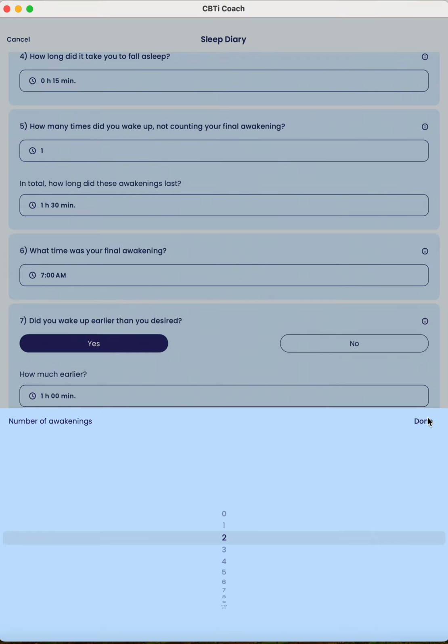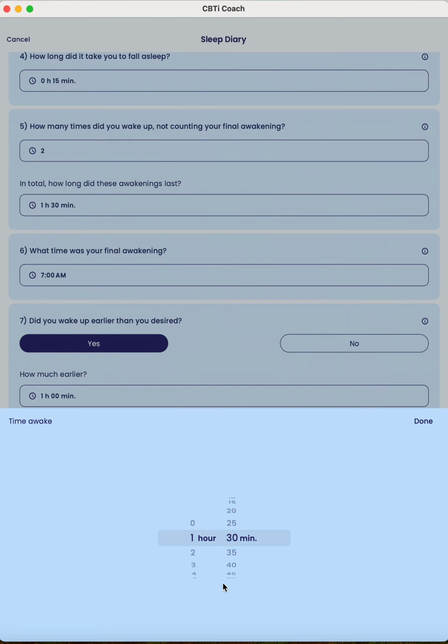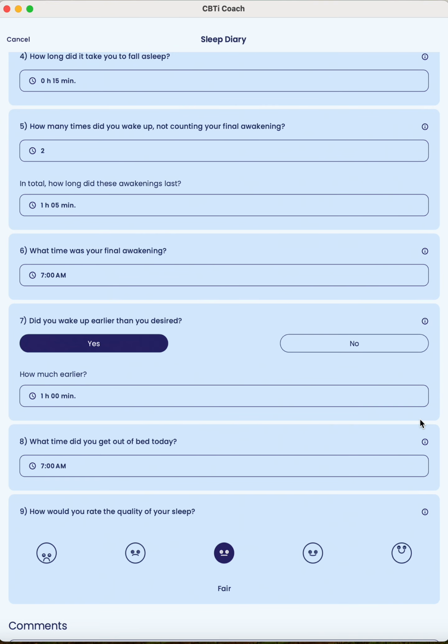One of them was in the middle of the night to use the restroom for about 5 minutes. The other one was at 6 a.m. for an hour, and then we fell back asleep. So for that second part of question 5, where it says how long did these awakenings last, that would be an hour and 5 minutes. We're adding those 2 awakenings together.